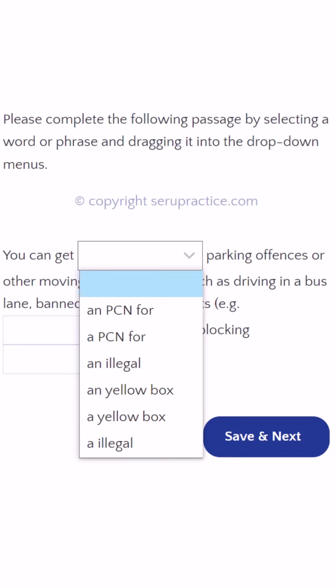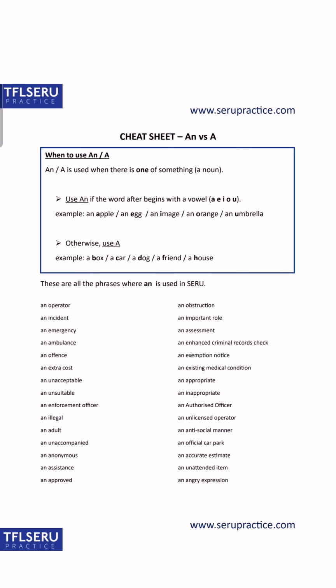You can get an PCN or a PCN for parking offenses or other moving traffic offenses. Which of these two is correct? To answer this question, we need to understand the difference between "an" and "a", and when to use them.